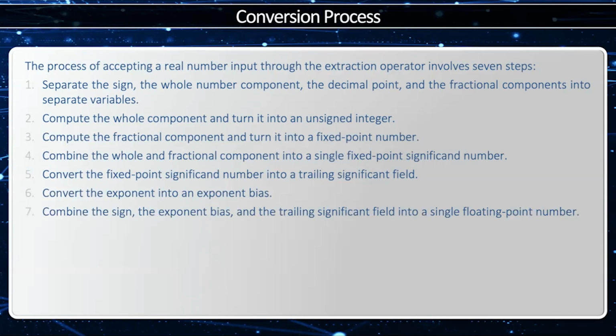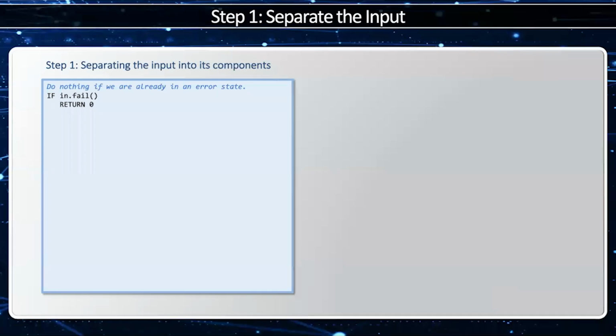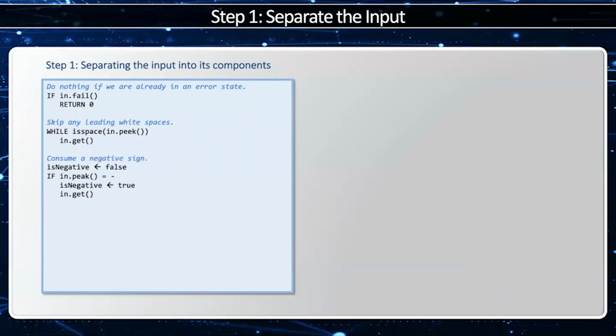Now let's go through each one of these one at a time. Step 1 is to separate the input into its components. I'm going to assume I have a stream. If my stream is in a failure state, I do nothing, and I'm going to skip all the leading white spaces. If I have a whole bunch of white spaces before the first digit, then I'm going to skip them. And then I'm going to consume the negative sign. If I see the negative, I'm going to remember is negative equals true, and then I'm going to skip that character.